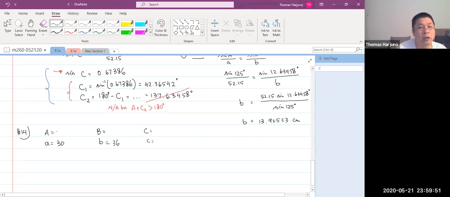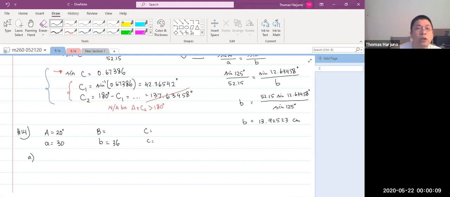Angle A is 20 degrees. Now the question is part A. Part A, show that angle B has 2 possibilities. Of course, given this situation, we need to find angle B first anyway.